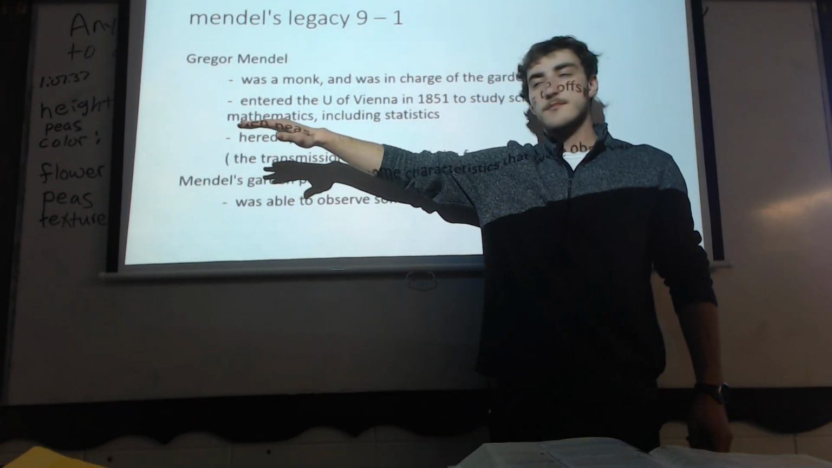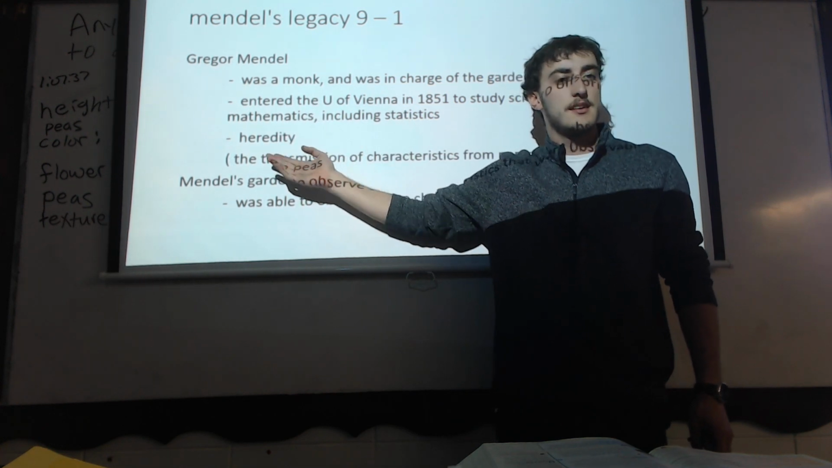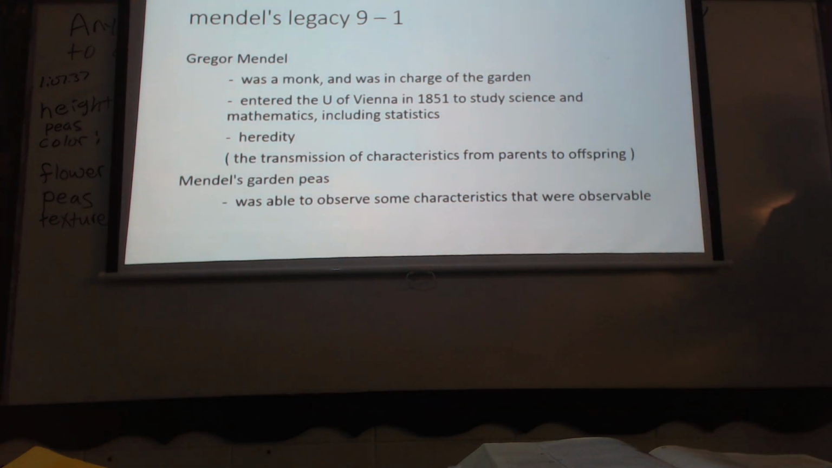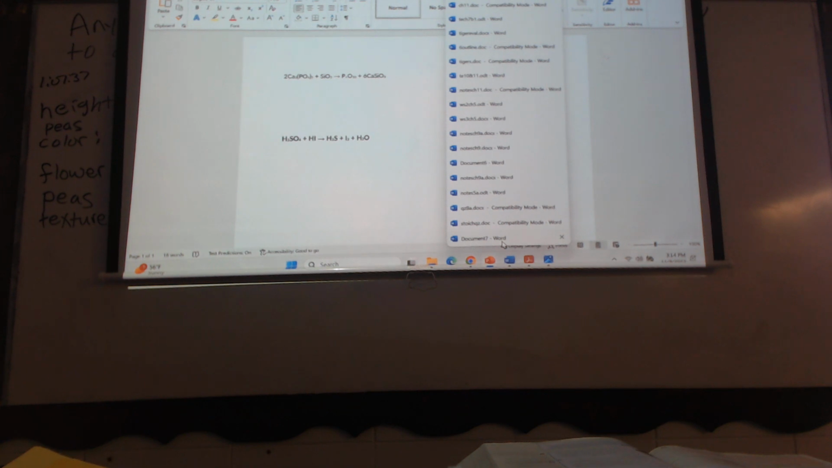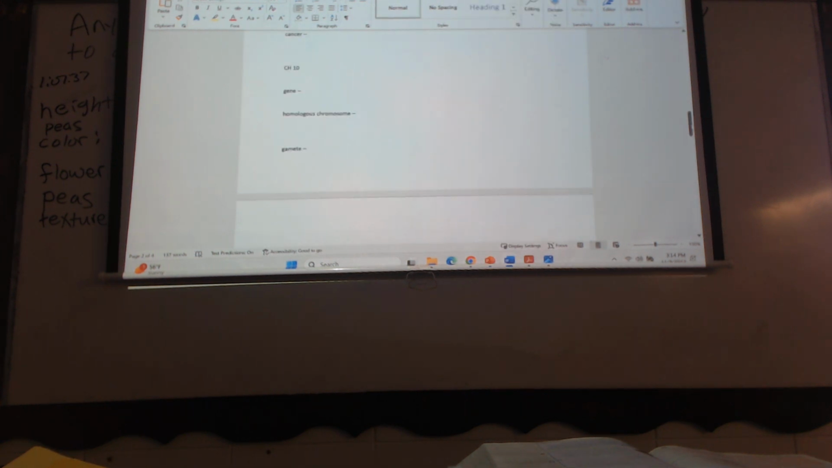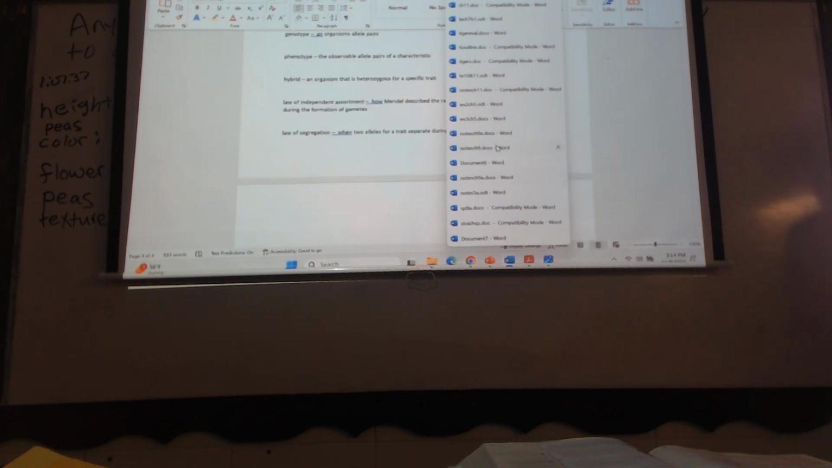he discovered the rule of heredity. So that genes are passed on from the parents to the offspring. The transmission of characteristics comes from the parents to the offspring. Heredity. So before he figured this out, people didn't know how it worked. Probably a lot of religious sort of things and mysticism, thinking that's how it worked.